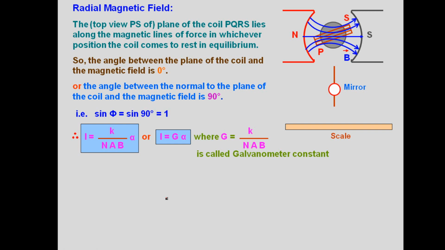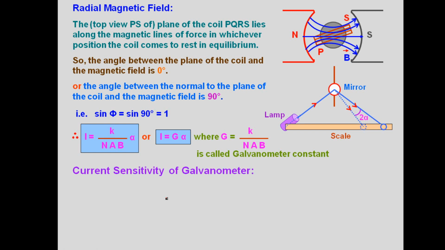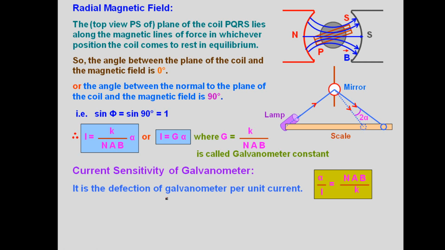The mirror is used to give the reading in this way, like we have a lamp which will produce light on the mirror, and it will be reflected on the scale. The moment the coil deviates from its position, this mirror will also deviate, and hence will give the reading. Now the current sensitivity of the galvanometer, how sensitive it is towards the current, is defined as the deflection produced in the galvanometer per unit current. That means alpha upon I, which can be written as BAN upon K. Voltage sensitivity will be deflection.